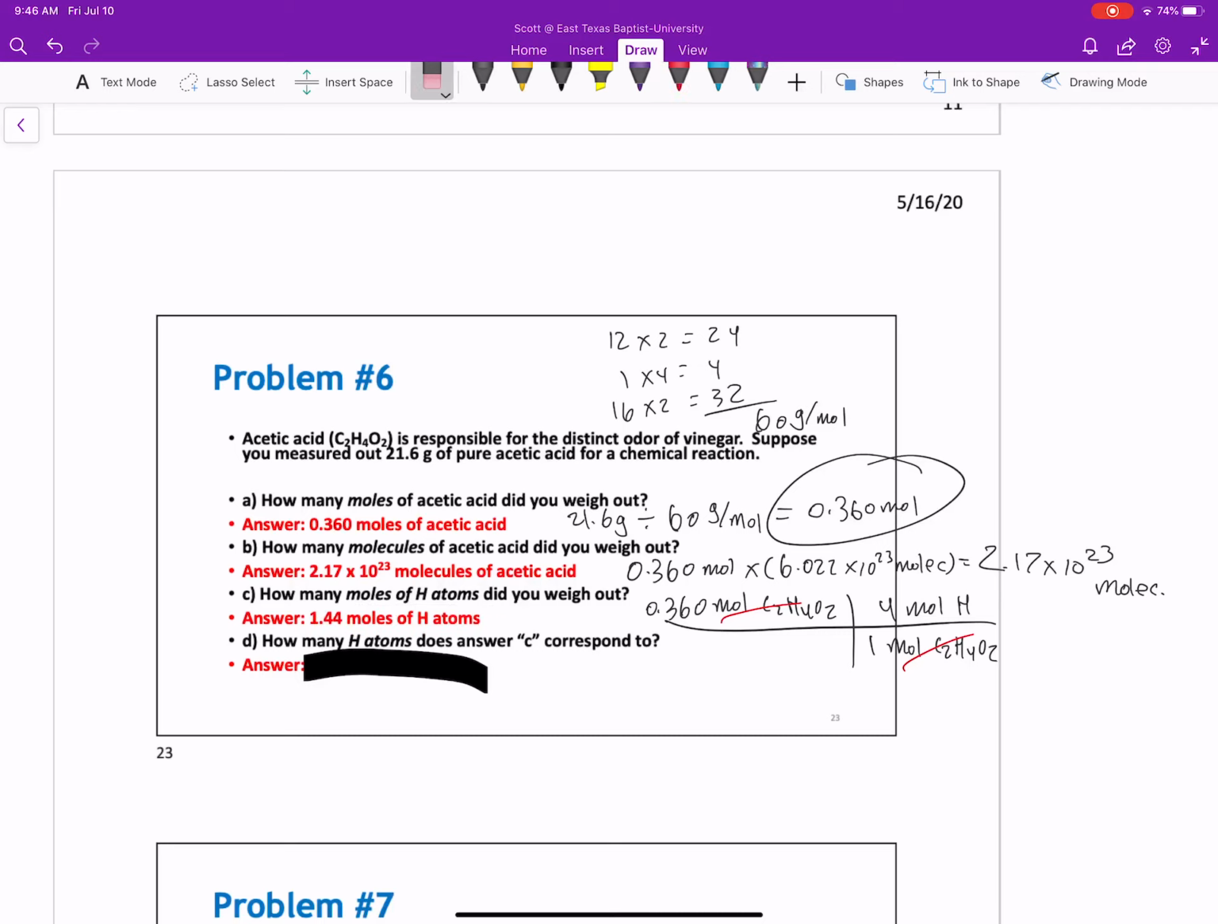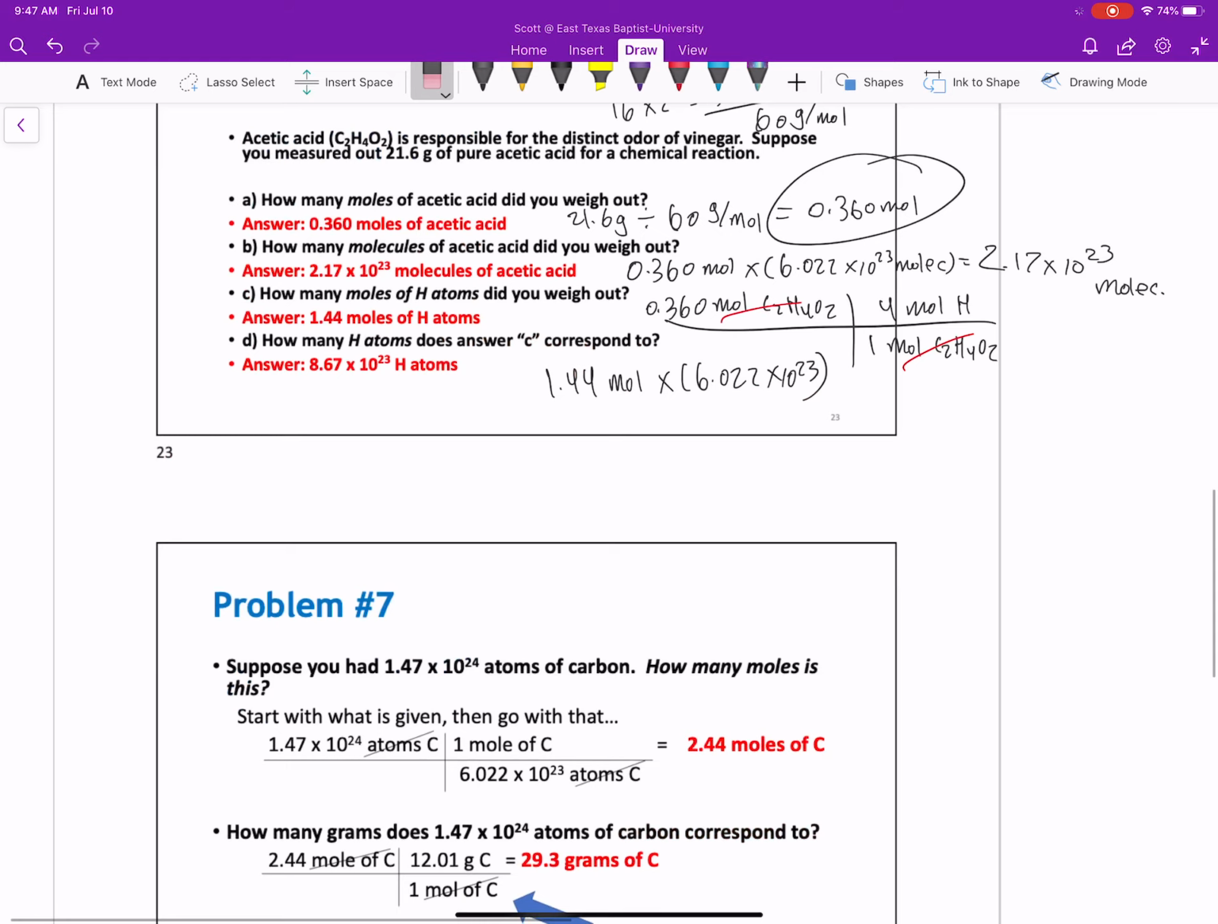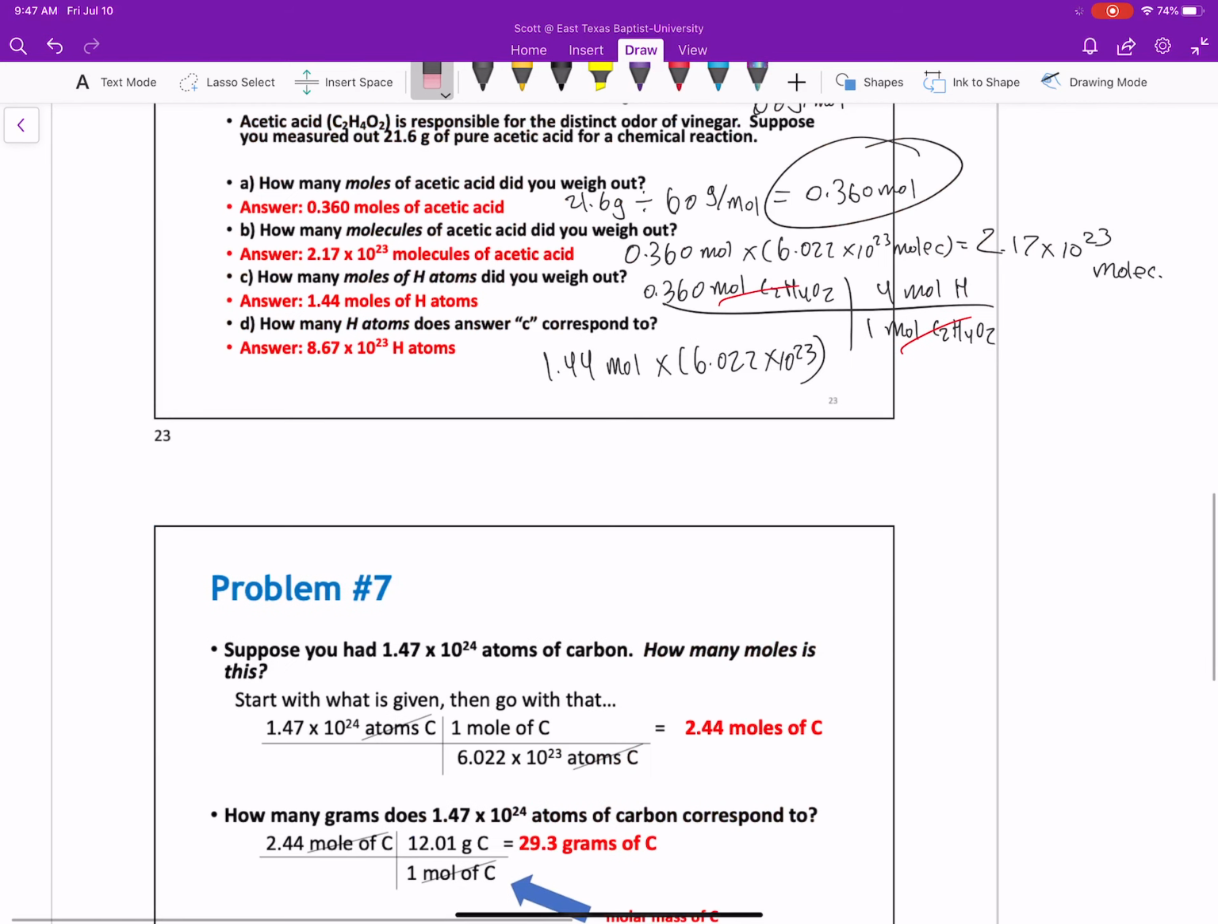Then how many H atoms does that correspond to? I have moles and I'm trying to go to atoms. Anytime you have moles and you're trying to go to atoms, according to the diagram, you multiply by Avogadro's number. So 1.44 times Avogadro's number, and your answer for that one should be 8.67 times 10 to the 23rd. We're going to check out problem 7 in the next video. Have a great day.